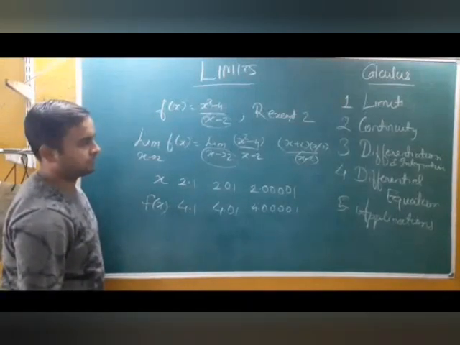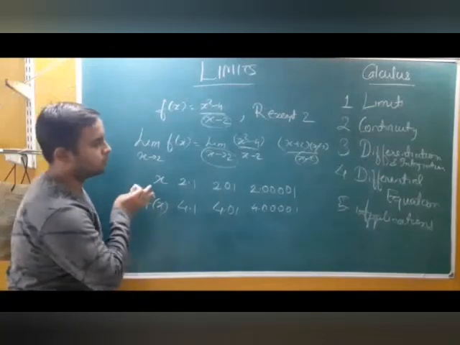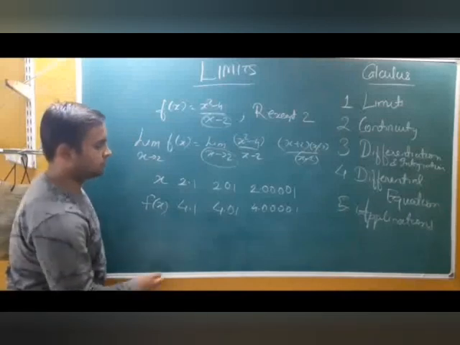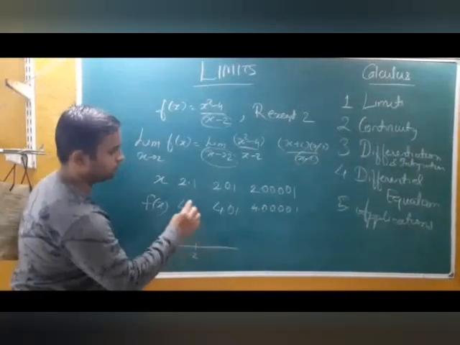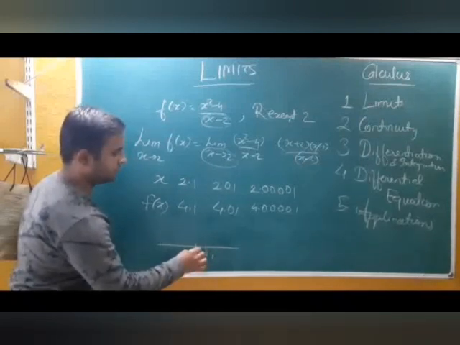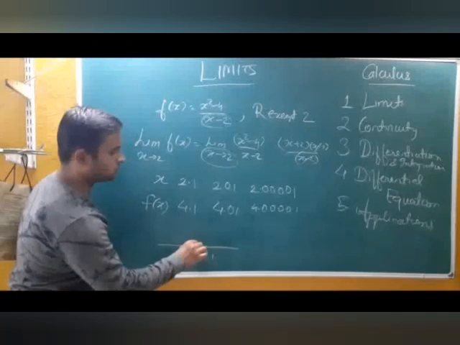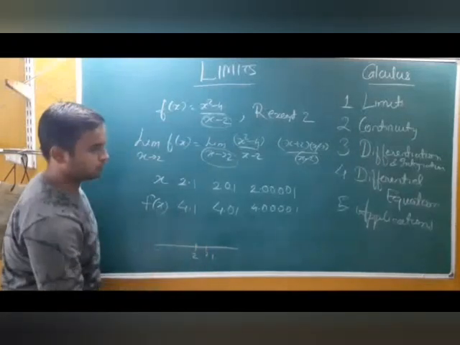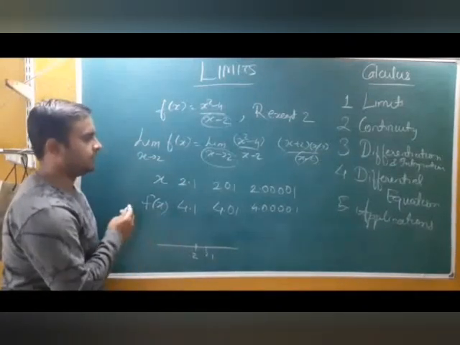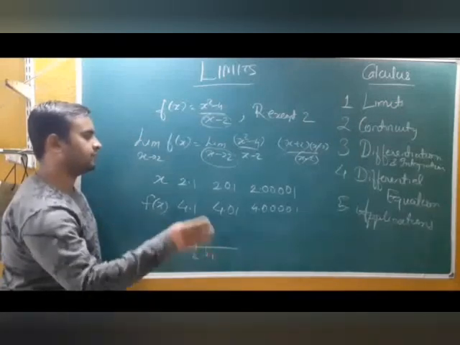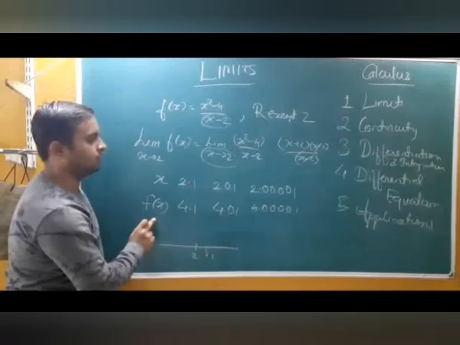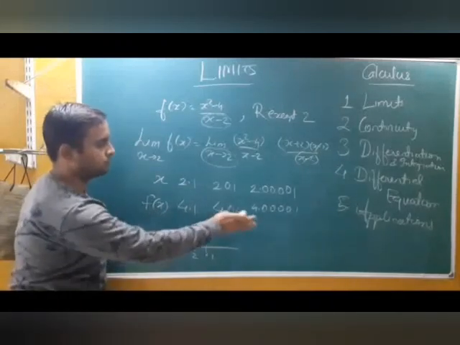The point is, as x is approaching closer to 2 from the right hand side, because on the number line, if 2 is here, 2.1 has to be here, 2.01 will be here, and 2.001 will be very close to 2 here, assuming, I'm just assuming, it can be much more precise than this. So as x is approaching from the right hand side very close to the value 2, the value of the function will approach towards 4.